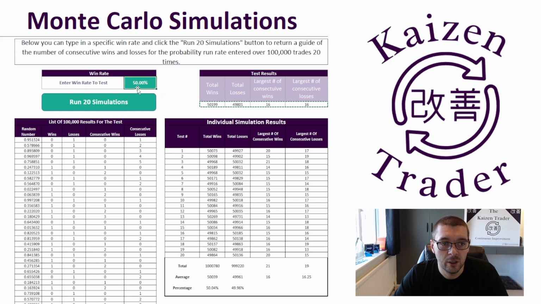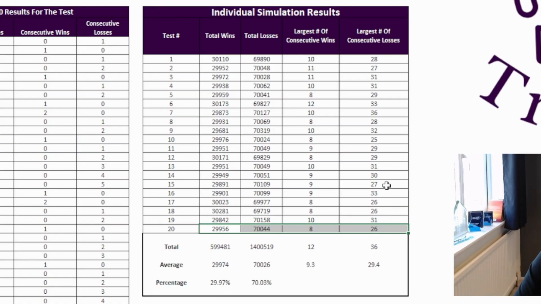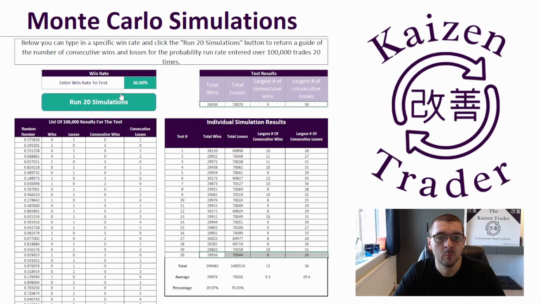If I just run another one at, say, 30%, just for demonstration purposes, I'll show you the amount of losses that you will have if you have a 30% win rate. So as you can see here, at one point during one of these simulations, there were 36 losers in a row with a 30% win rate. So we need to make sure that we can withstand, from an emotional and a capital perspective, up to 36 losing trades in a row with a 30% win rate.